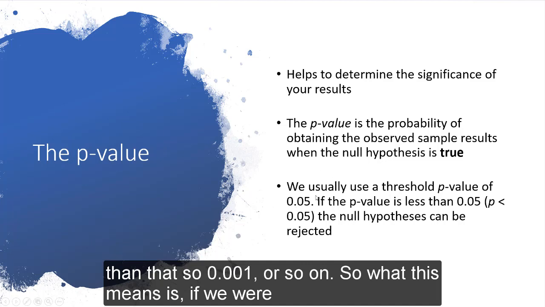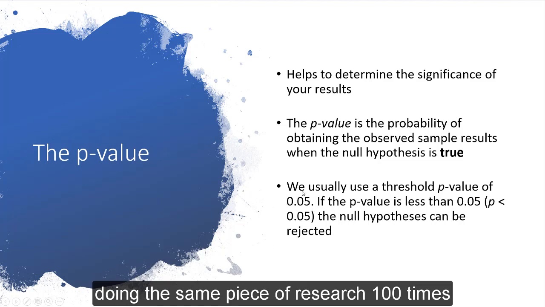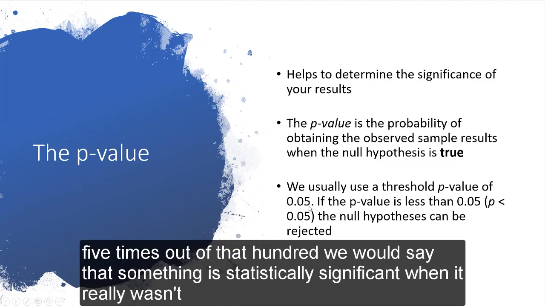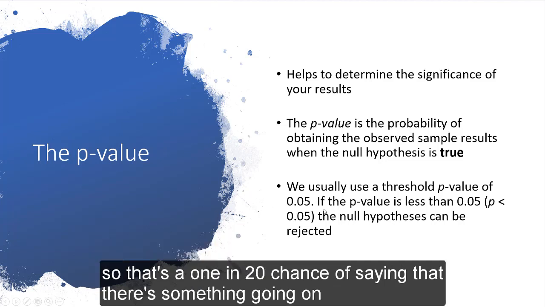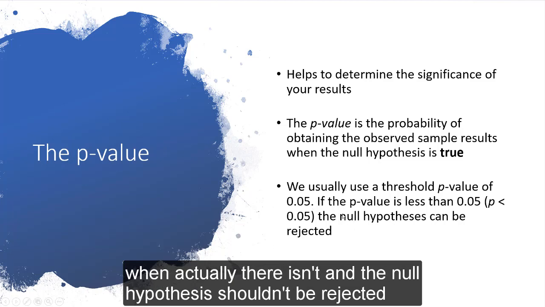But what this means is, if we were doing the same piece of research 100 times, 5 times out of that 100, we would say that something is statistically significant when it really wasn't. So that's a 1 in 20 chance of saying that there's something going on when actually there isn't, and the null hypothesis shouldn't be rejected.